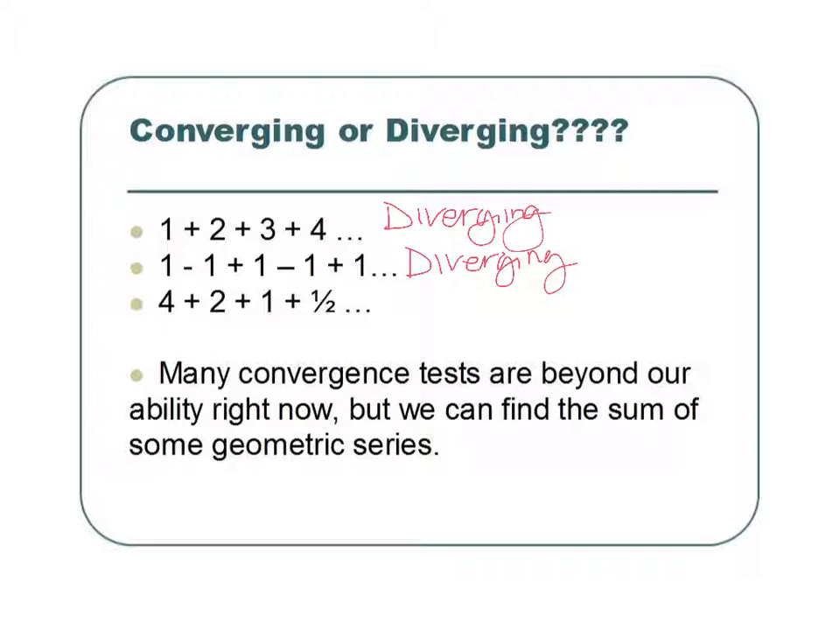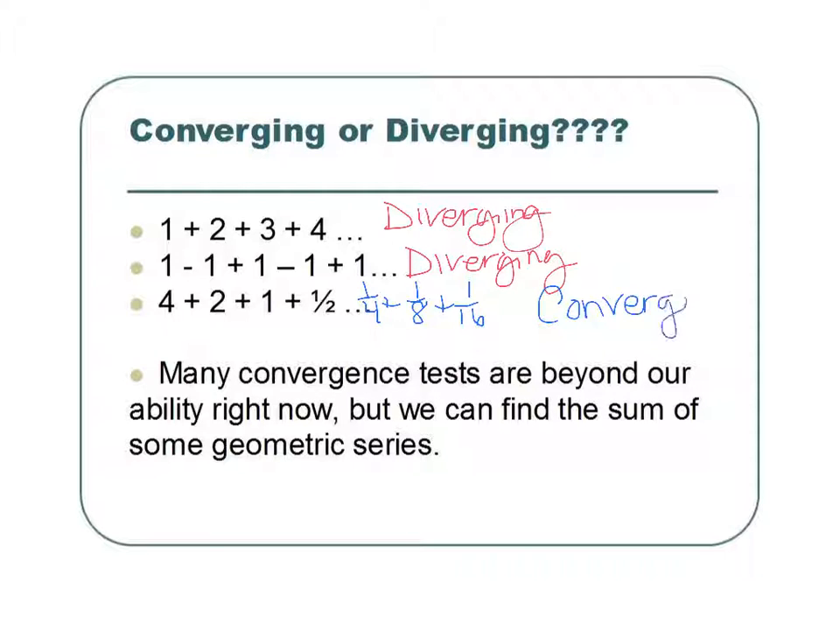This last one, 4 plus 2 plus 1 plus 1/2. What is it that we are doing here? Looks like we're multiplying by 1/2, and this value would keep getting smaller. I'd have a 1/4, and then a 1/8, and a 1/16, and this little bit that I keep adding in here is going to get smaller and smaller and smaller. That's what happens on a converging problem.